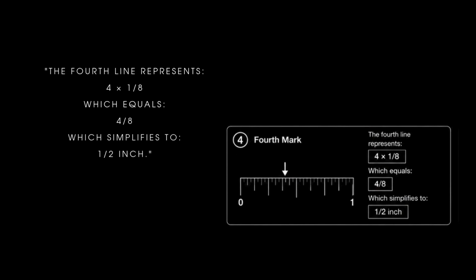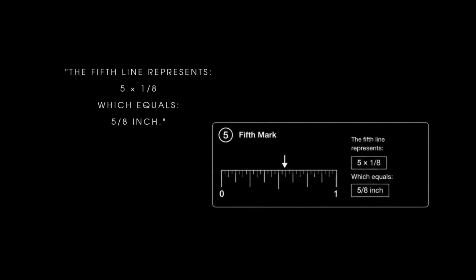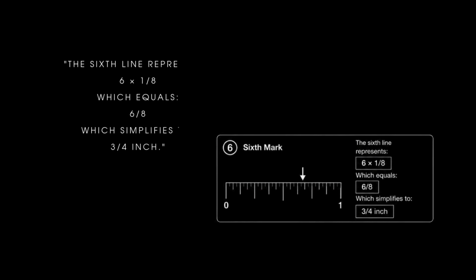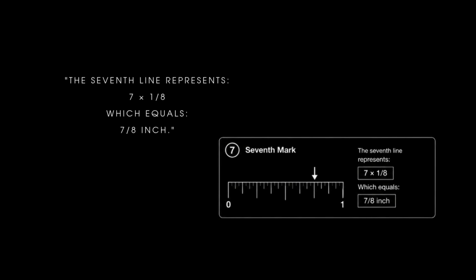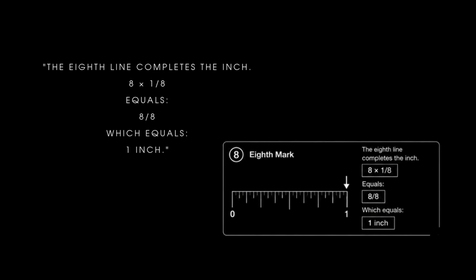simplifies to 1/2 inch. The fifth line represents 5 multiplied by 1/8 inch, which equals 5/8 inch. The sixth line represents 6 multiplied by 1/8 inch, which equals 6/8, which can be further simplified to 3/4 inch. The seventh line represents 7 multiplied by 1/8 inch, which equals 7/8 inch. The eighth line completes the inch. That is, 8 multiplied by 1/8, which is equal to 8/8, which is equal to the complete 1 inch.